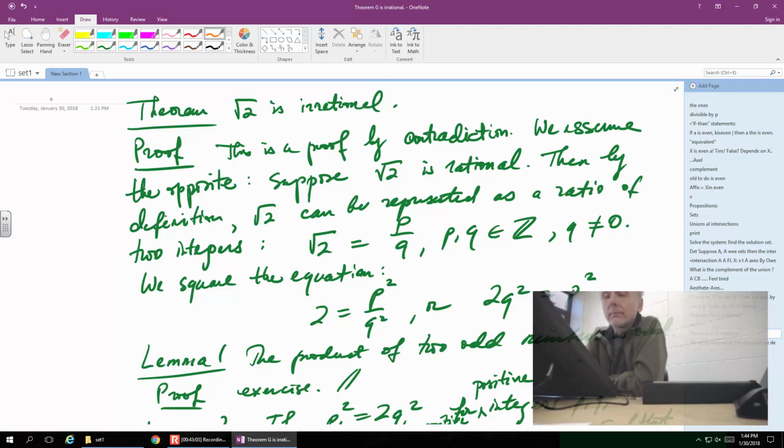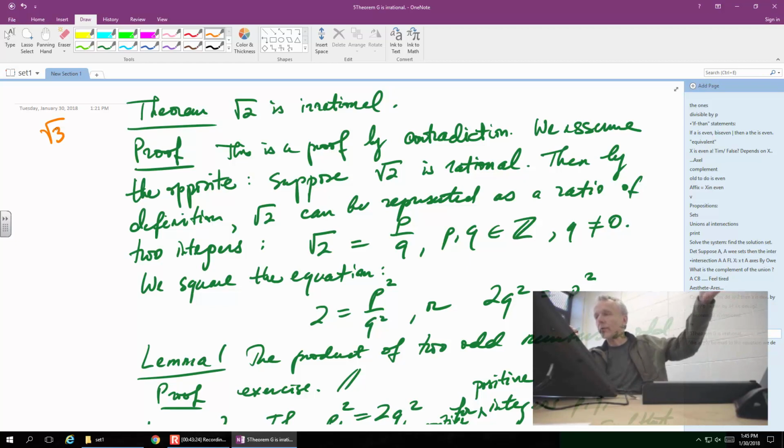How about square root of 3? Okay, so let's do square root of 3. Let's just run through the proof. That helps you to actually digest the proof. Try to move it around a little bit. So what's going to happen if I replace 2 with 3?